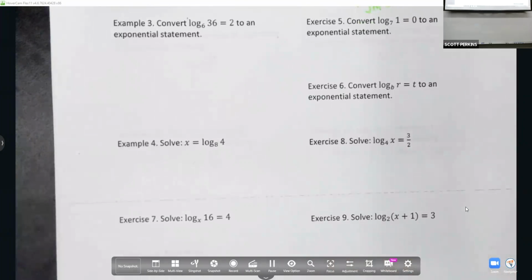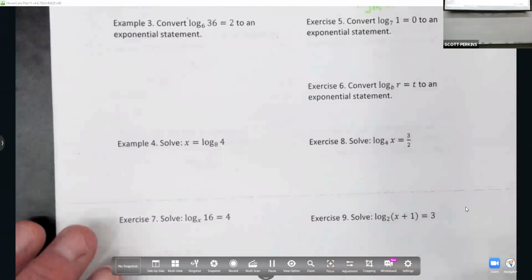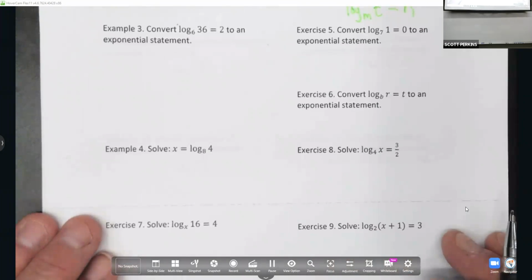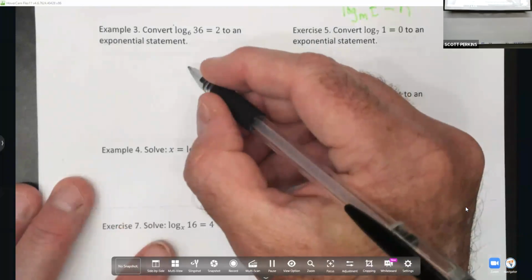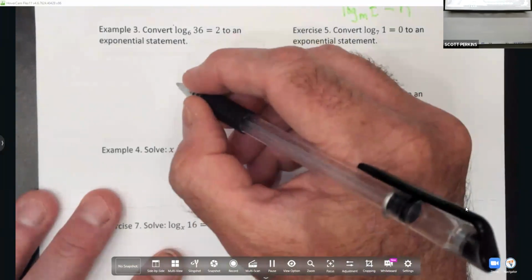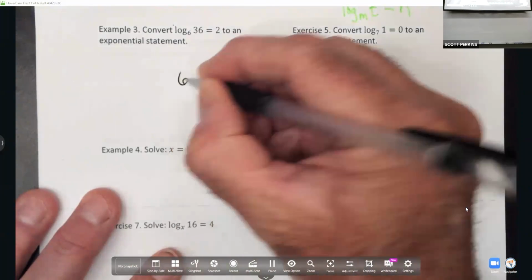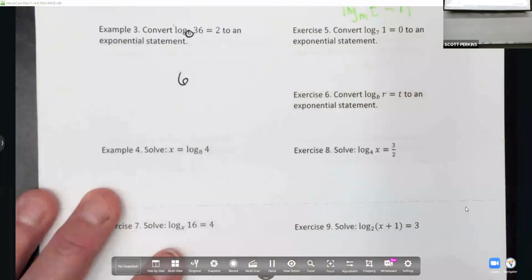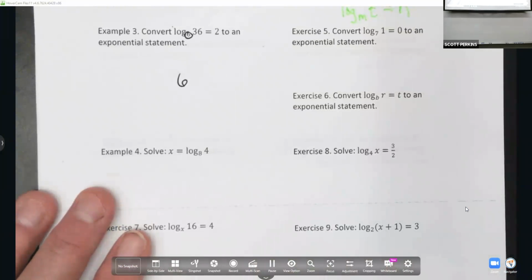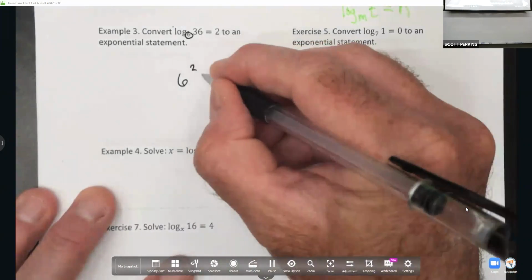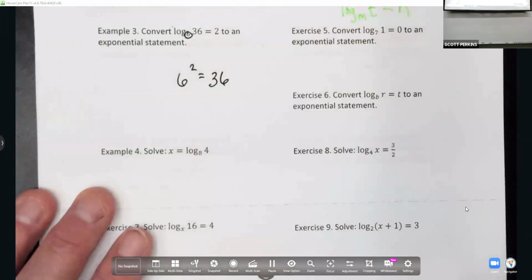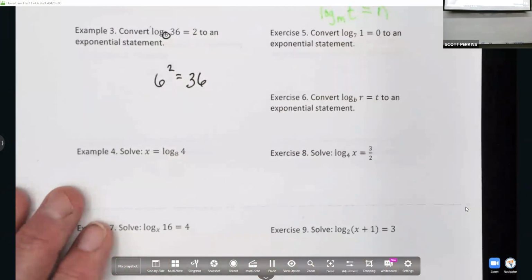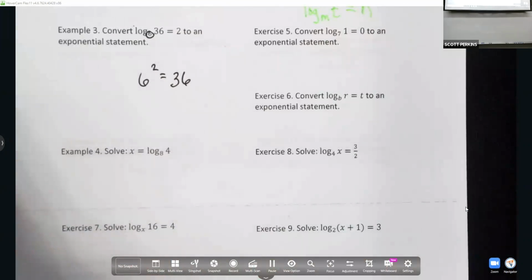My next example, we're just doing the reverse. So now I'm giving you a logarithmic statement, and we're just practicing the definition again. So I've got log base 6 of 36 is 2. Trust me, that's a true statement. So if I'm converting it to an exponential, what is the base? 6. The base of the logarithm is the same as the base of the exponential. What's the power? And so 6 to the second, you know that numerically, but the only other thing is 36. So please do that for exercise 5 and exercise 6. Write down those two things in exponential form.